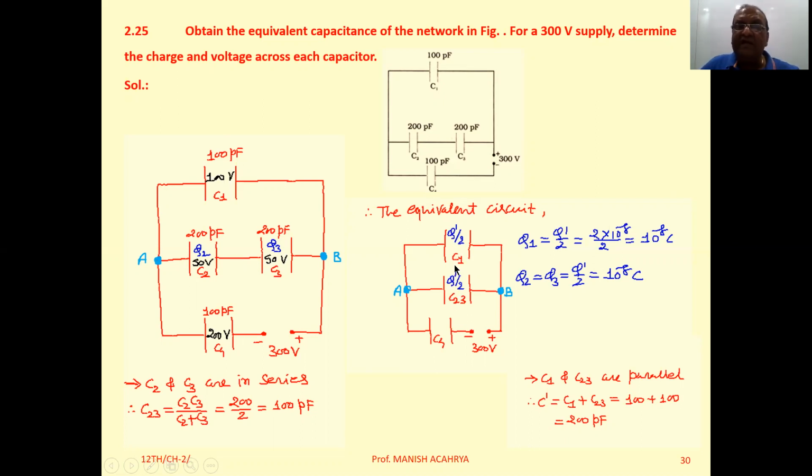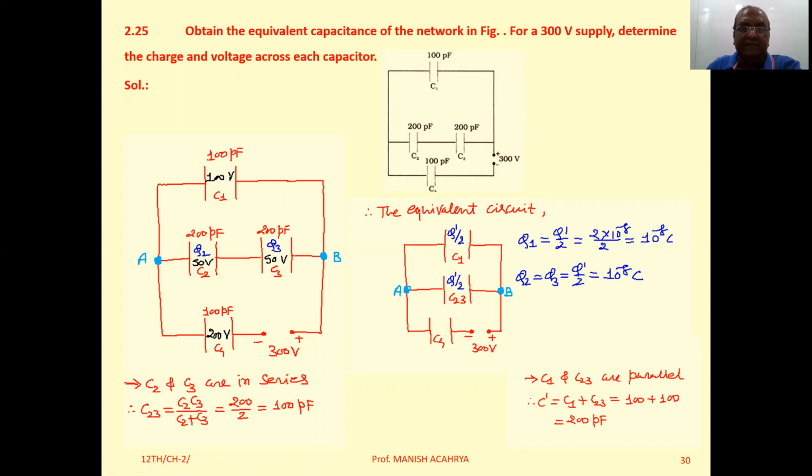So now we can write the charge on C1, that is Q1, equal to Q dash by 2. Q dash we calculated, that is 2 into 10 raised to minus 8, by 2. So we will get 10 raised to minus 8 coulomb. Similarly, on C23 also the same charge, 10 raised to minus 8 coulomb.